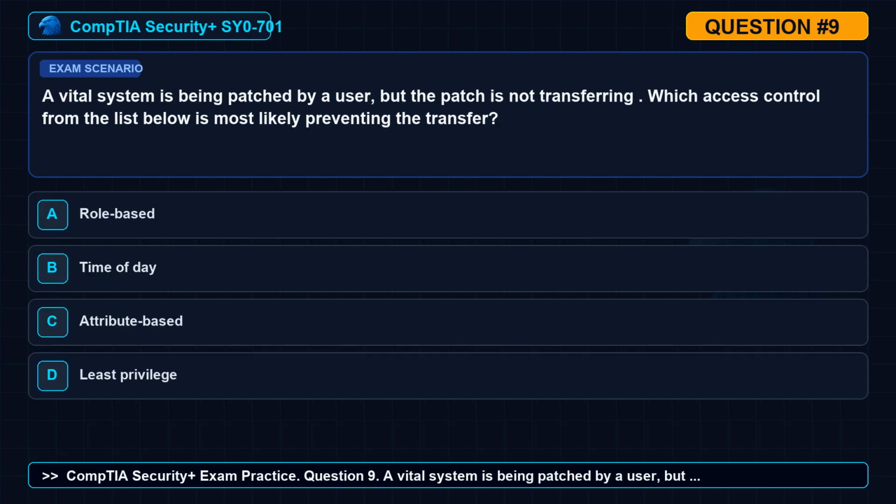CompTIA Security Plus Exam Practice. Question 9. A vital system is being patched by a user, but the patch is not transferring. Which access control from the list below is most likely preventing the transfer?